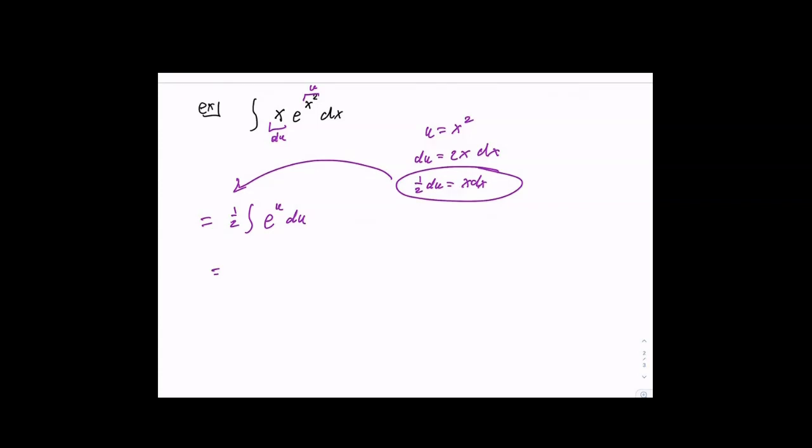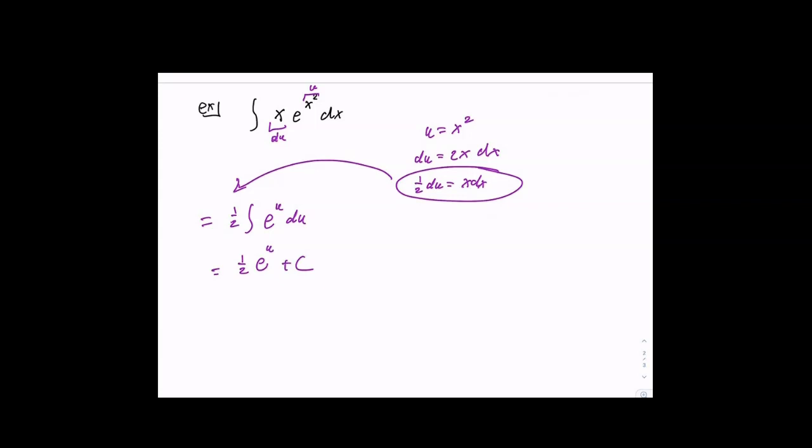Would it be like 1/2 parentheses e to the power of x squared? No, you're jumping. You want to make sure we're just doing that part first. So don't jump. If you jump the steps, it feels complicated.